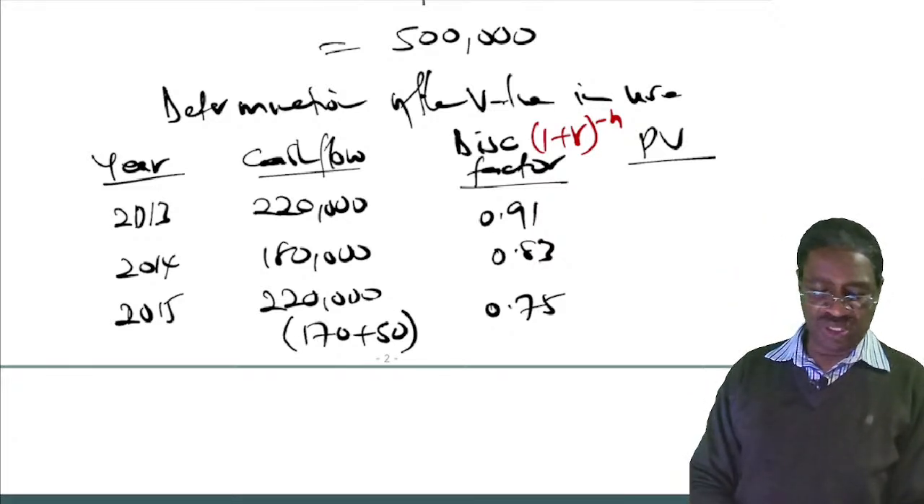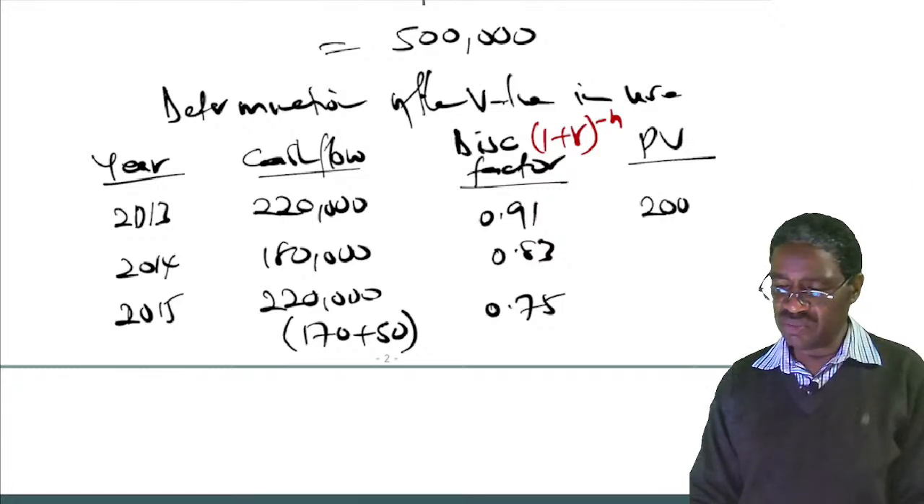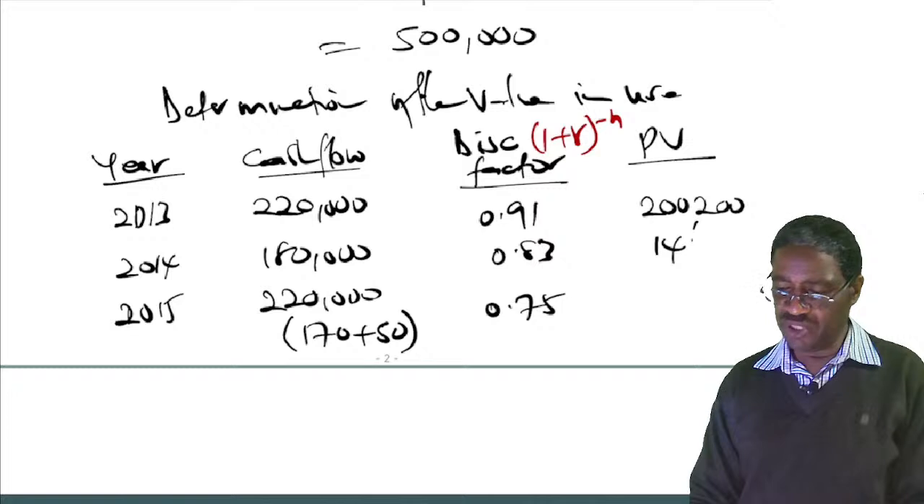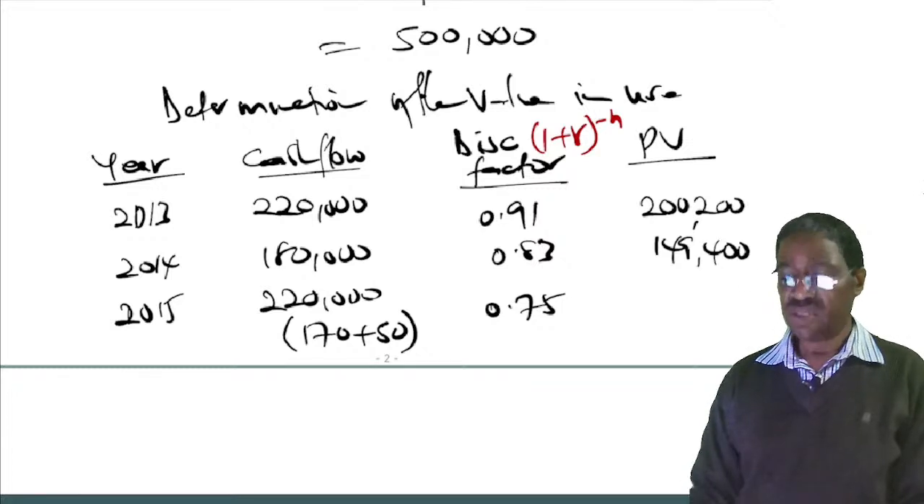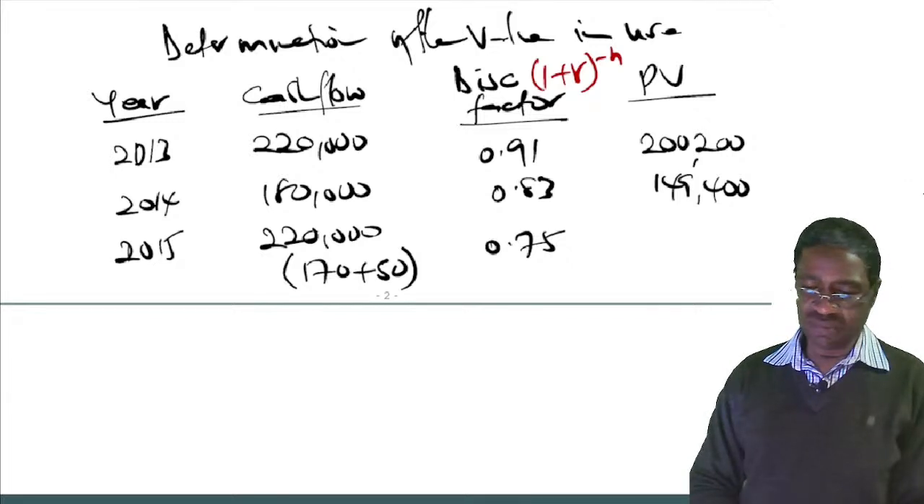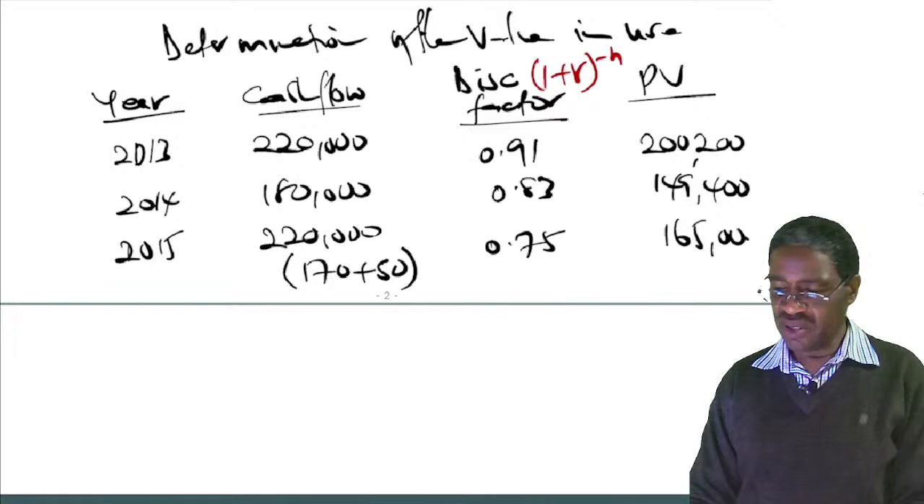I take that 220,000. I multiply that by 0.91. I am getting 200,200. The second one is 180,000 times 0.83. That gives me 149,400. Finally, I take that 220,000, multiply that by 0.75. That gives me 165,000. Good.